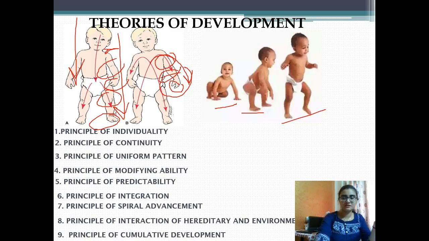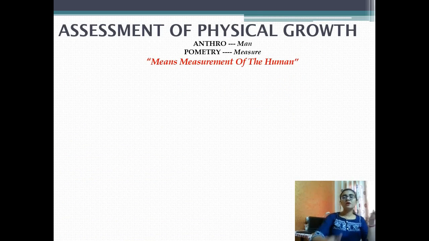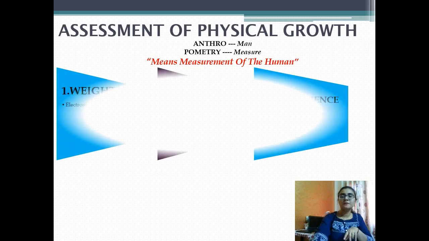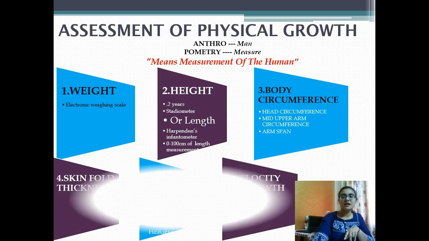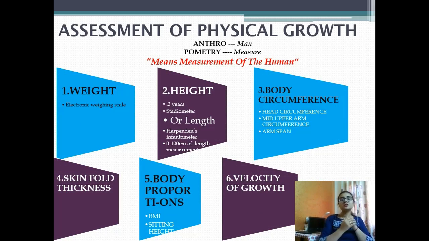We can predict this. Moving to how do we assess growth? How do we assess physical growth? Anthro means man and pometry means measure, and the measurement of the human is termed as anthropometry. And we have 6 factors with which we measure growth of a person: weight, height, body circumference, skin fold thickness, body proportions, and velocity of growth.